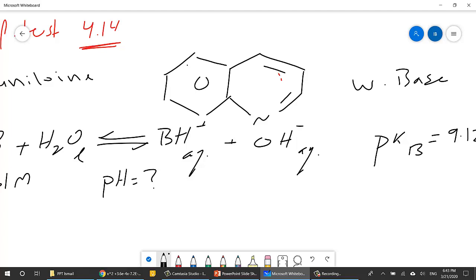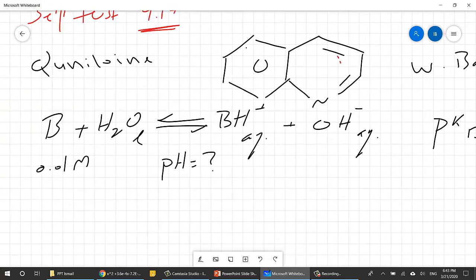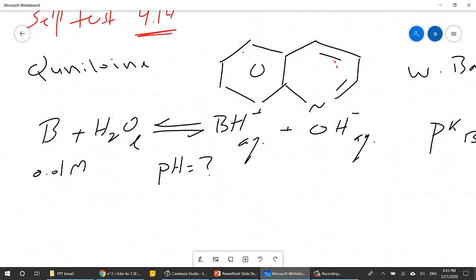This base is a weak base, and it can attract the H plus from water. So we can call this whole thing the amine structure B. B plus H2O goes to BH plus OH minus. The H plus from water will go to the quinoline and attach to the nitrogen here. So you draw this again, and you will just write NH plus instead of N.